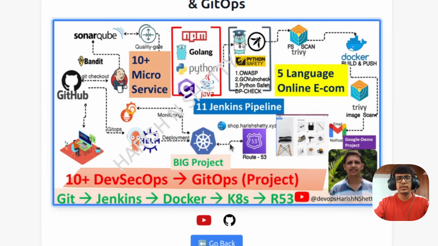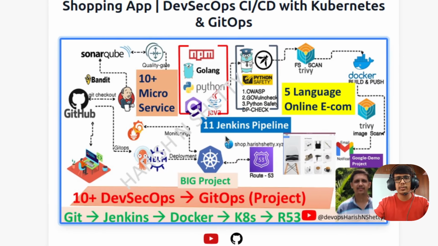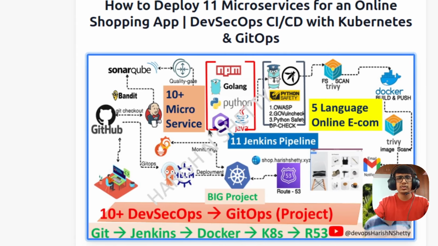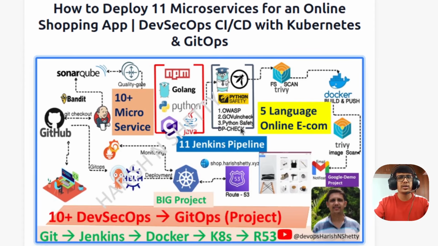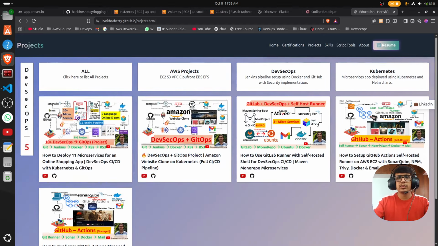In this project I covered 11 Jenkins pipelines. Each Jenkins pipeline has different security scans, and in this project we use 5+ programming languages. Each microservice has a different, independent programming language, and for dependency scanning we are not only using OWASP, we are using different dependency scans. For Golang we are using govulncheck. For Python we are using Python safety. Okay, don't miss out this project.